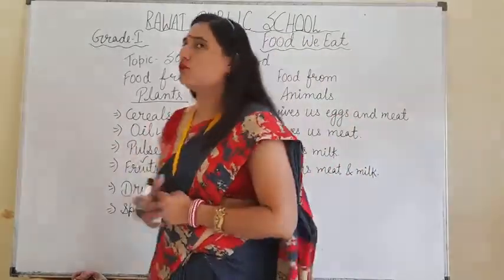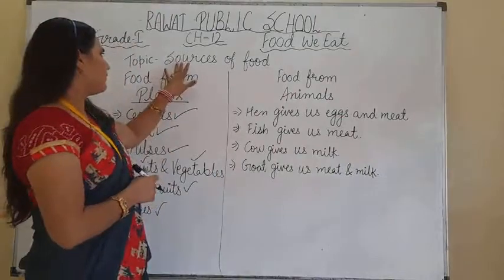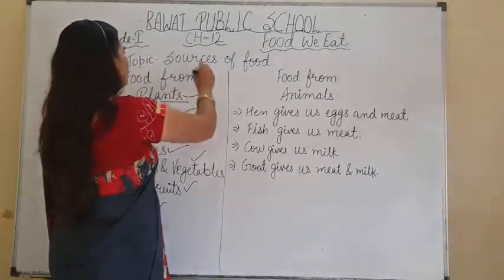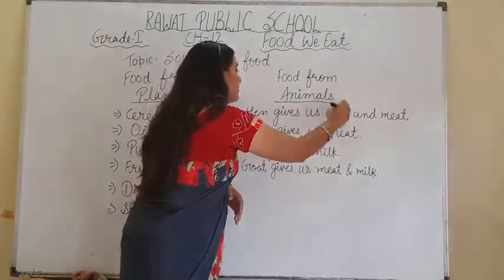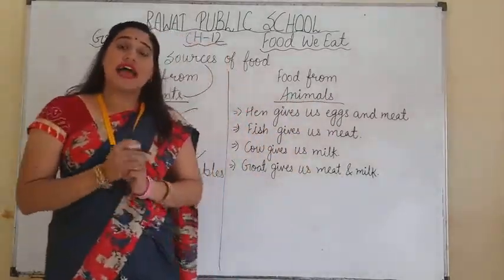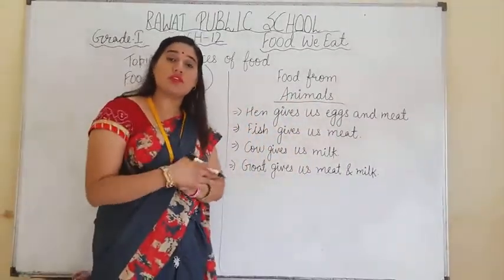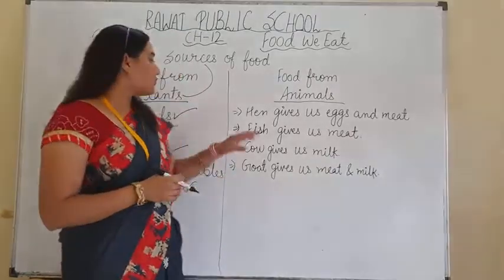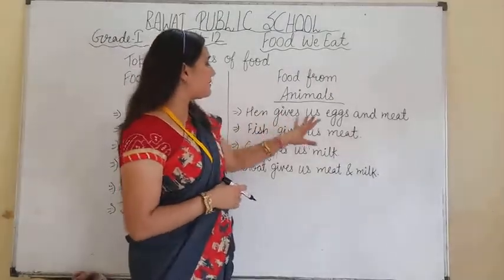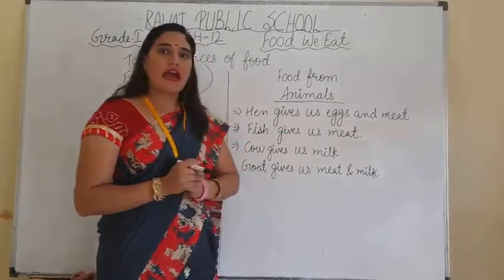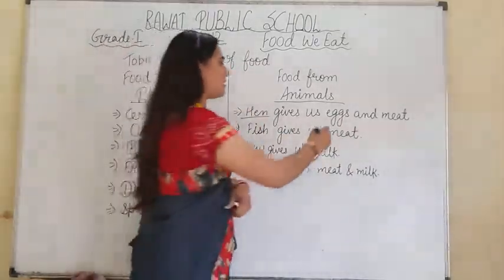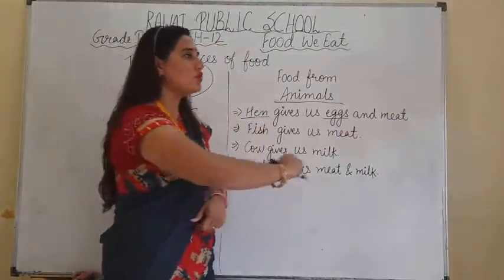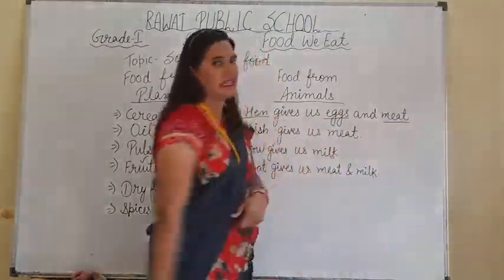Ye to baat hui food from plants. First source we talked about is food from plants. Next we talk about food from animals. Yes, of course, animals also help us by giving us food. First of all we talk about hen, which gives us eggs and meat. We take their eggs and use their meat for eating.